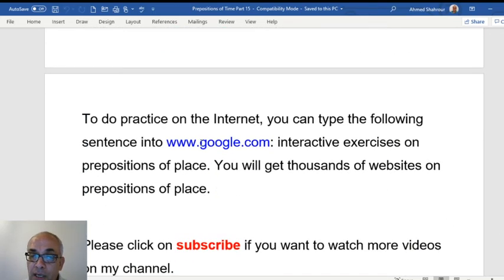And again, if you go to google.com, you type interactive exercises on prepositions of place, Google will give you a lot of examples about how to use prepositions of place, or if you want prepositions of time, because you need really to do a lot of practice on prepositions.